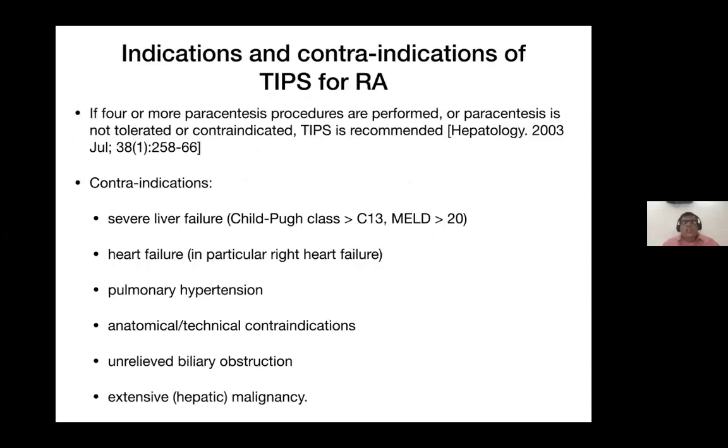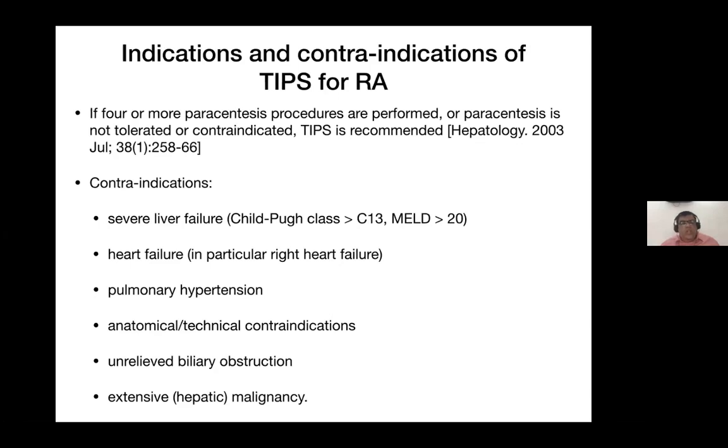So what are the indications and contraindications of TIPS for refractory ascites? Patients who have received 4 or more paracentesis procedures, or if the patient can't tolerate paracentesis or it is contraindicated, then TIPS is recommended. The contraindications are patients with severe liver cell failure, Child-Pugh C13 or above, MELD of more than 20, patients with cardiac failure, in particular right-sided cardiac failure, and patients with pulmonary hypertension.